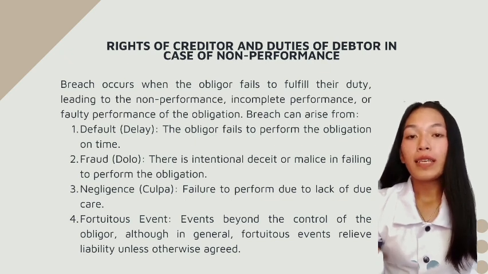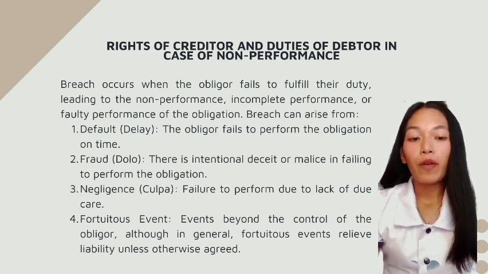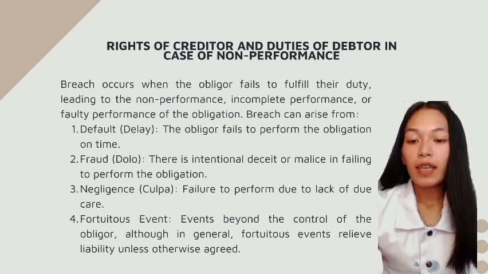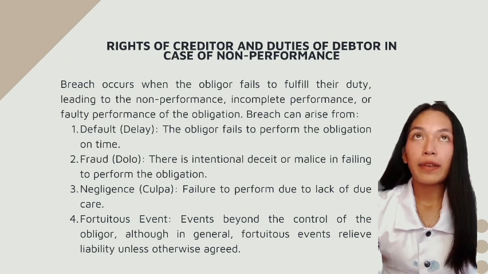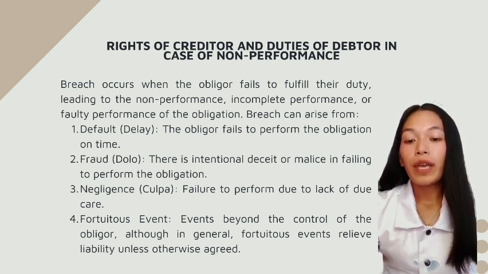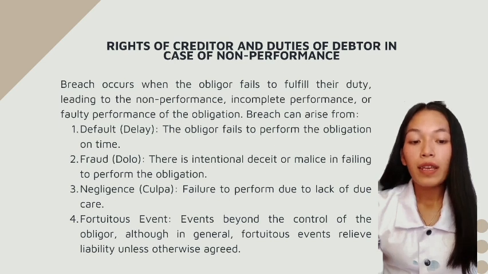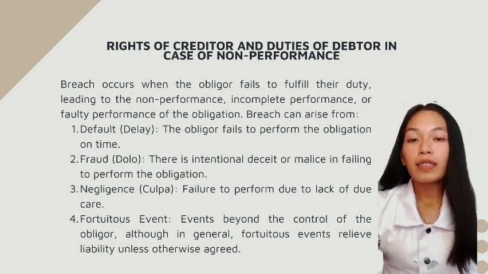For example, if this happened before or at the time of contract formation and is proven, the contract can be annulled because the consent was obtained through deception. Third is negligence, or culpa: failure to perform due to lack of due care. Culpa refers to negligence or fault, where a person fails to exercise the proper level of care in fulfilling an obligation, unlike dolo, which involves intentional deceit or bad faith. Culpa results from carelessness, lack of foresight, or imprudence.